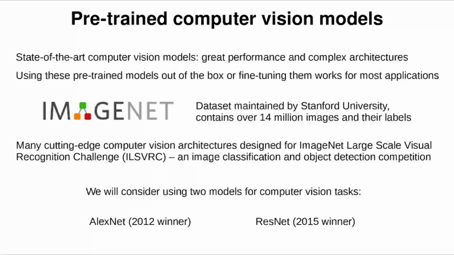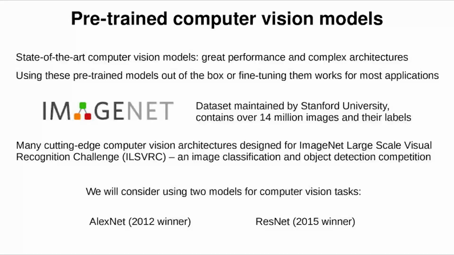More complex computer vision tasks require more complex CNNs, and state of the art computer vision models tend to have pretty complex architectures. Luckily, we usually do not need to build such models ourselves. For a lot of computer vision tasks, pre-trained models that perform very well are available to import and use out of the box. Many of these models were originally designed for the ImageNet Large-Scale Visual Recognition Challenge, a famous image classification and object detection competition.